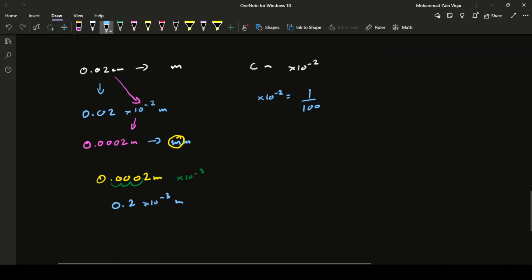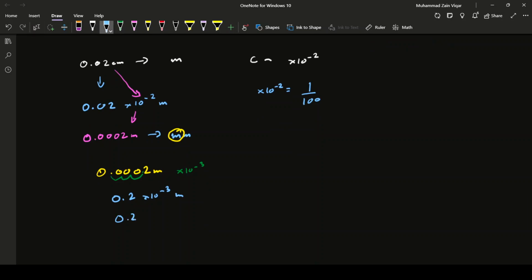And similarly, I could replace times 10 to the power negative 3 with milli. So 0.2 millimeters. So this is what I'll get. This would be my answer.